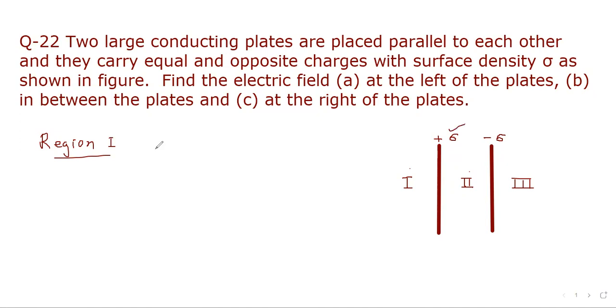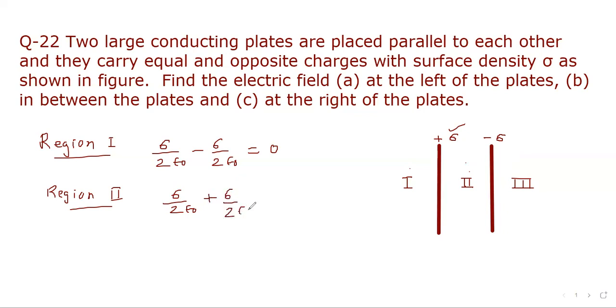So, region 1, field due to this will be sigma upon 2 epsilon naught towards left, and field due to this will be minus sigma upon 2 epsilon naught towards right. So it will be 0. And second region, the region 2, field due to this plus sigma charge density will be sigma upon 2 epsilon naught, directed towards right, and due to minus sigma charge density, it will also be directed towards right. So hence it will become sigma upon 2 epsilon naught plus sigma upon 2 epsilon naught, which will give sigma upon epsilon naught.